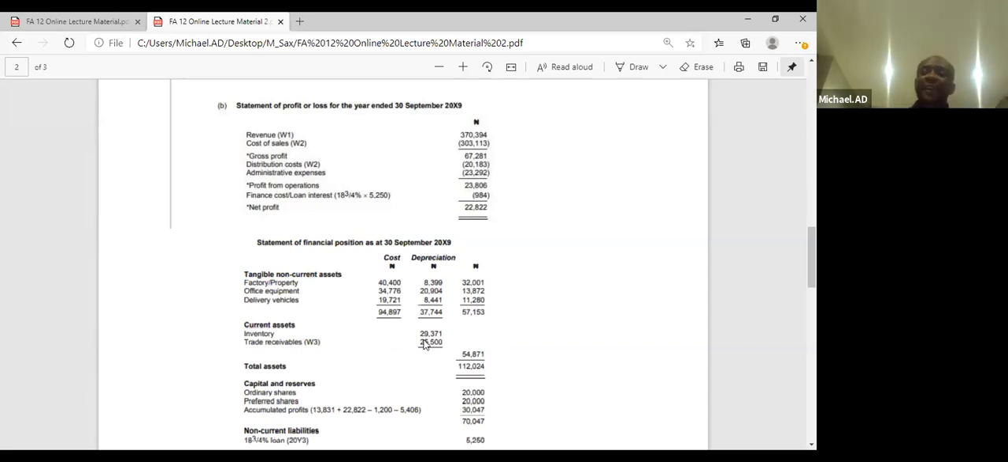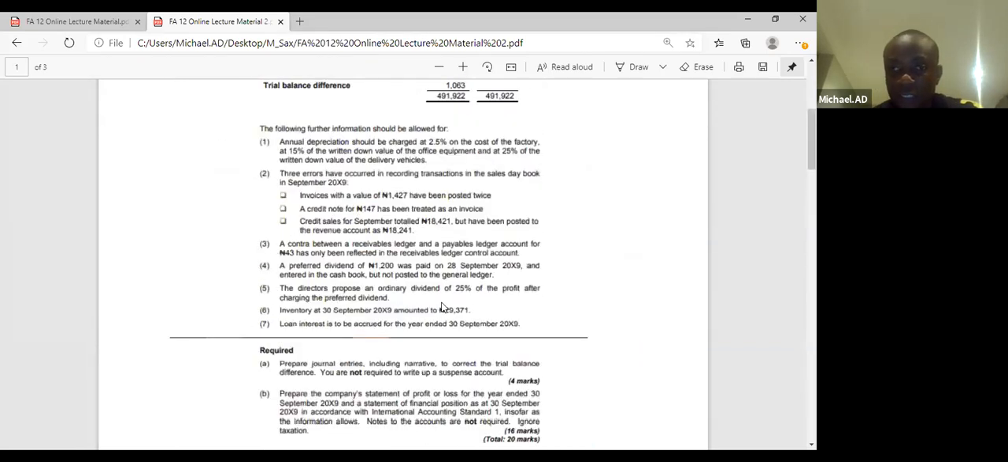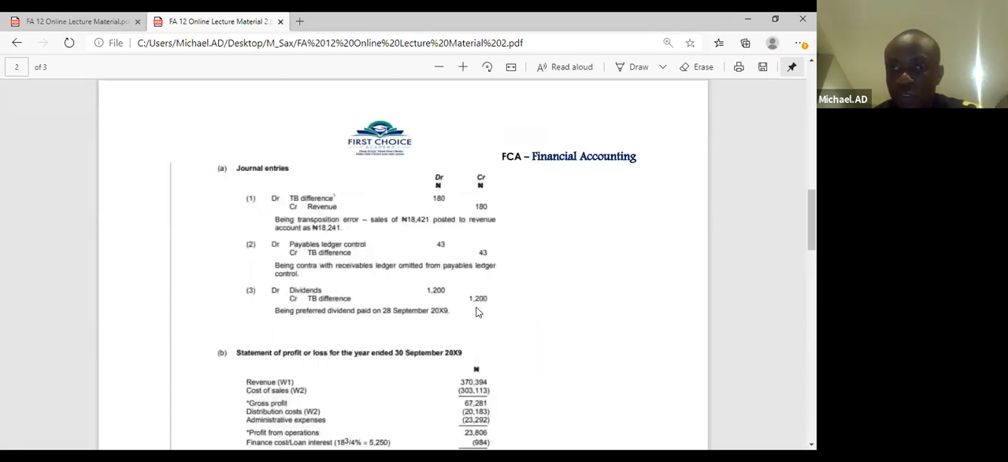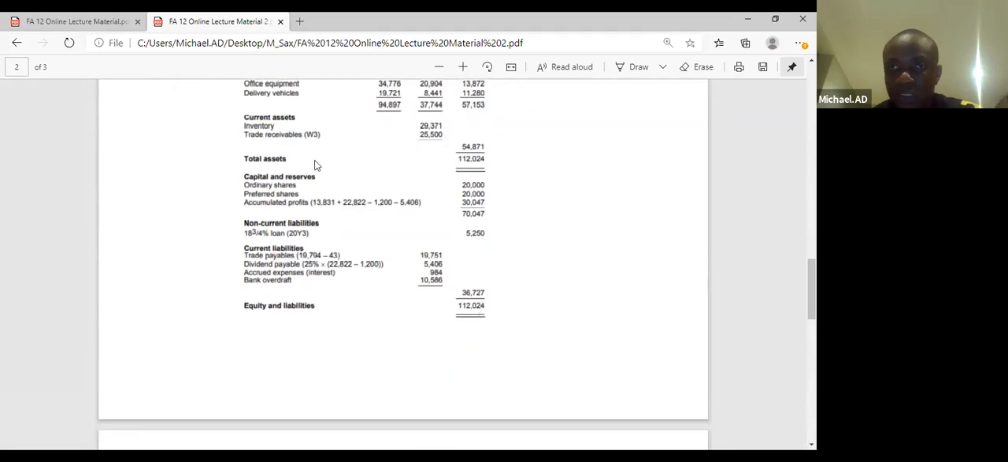Inventory. What inventory are we looking at when it comes to current assets? It is the closing inventory. And the closing inventory that used to appear in the additional information of your trial balance is the closing inventory that we are always looking at. So what is the amount? 29,371, straight up from the question. Illustration A, question 6, additional information 6.